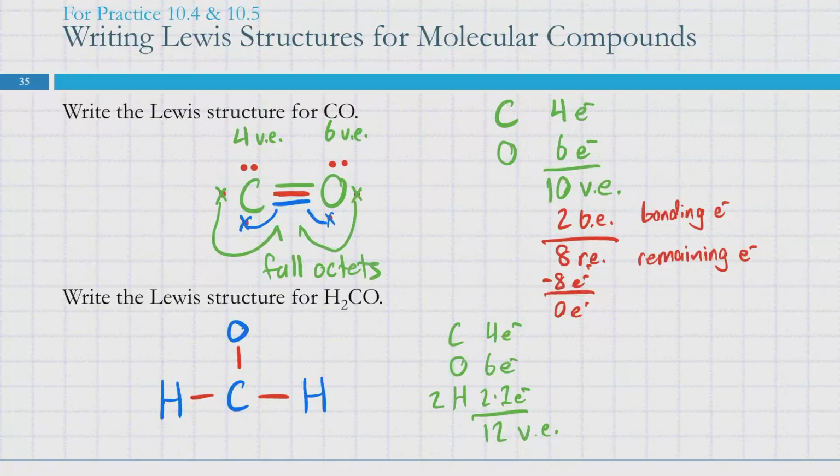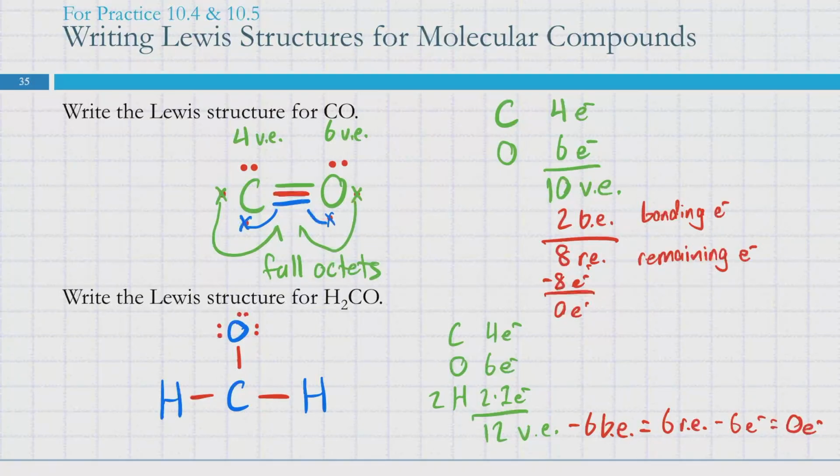Then we have to put 3 bonds to get everything connected. That means we have 6 remaining electrons. How many electrons can we put on oxygen? How many more electrons? We can put all 6, right? So I'm just going to put all 6 of those electrons on oxygen.